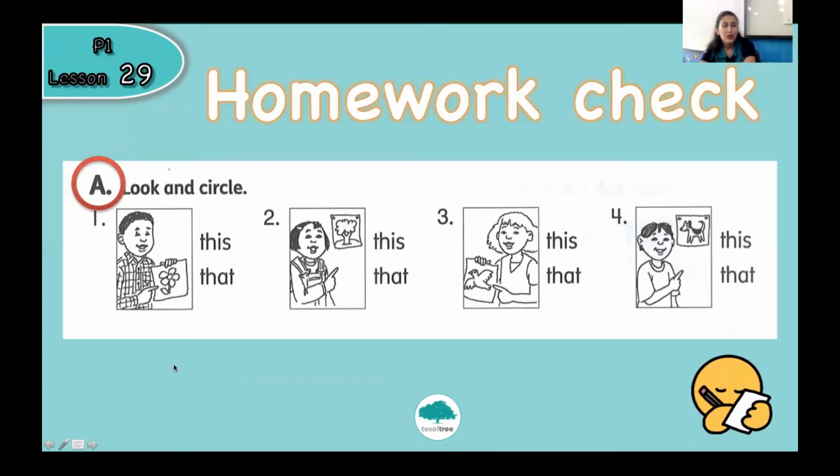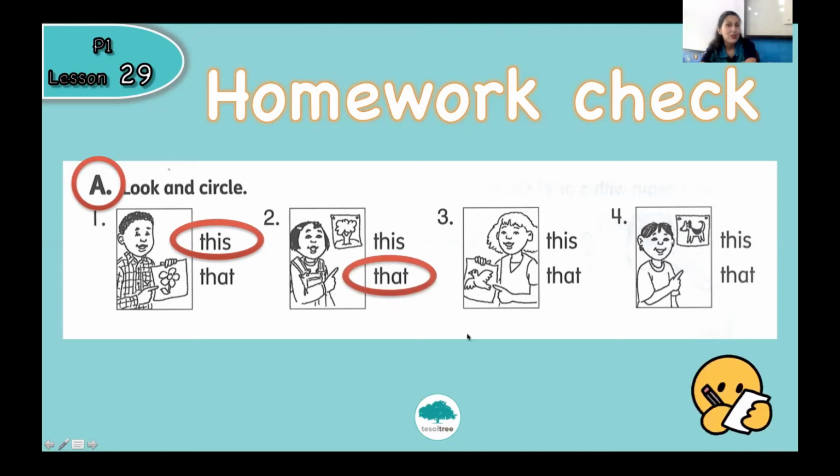On this picture, we can see a boy and he points at a flower. Here we should circle the correct answer. Which answer should we circle, P1? This, because the boy and the flower are very close to each other, right? Check your answer. Let's do our next picture, number 2.